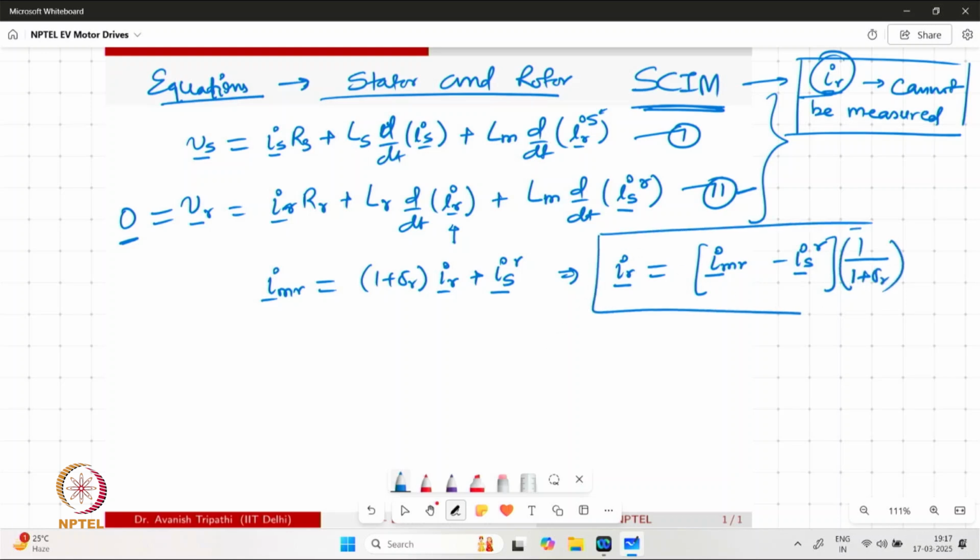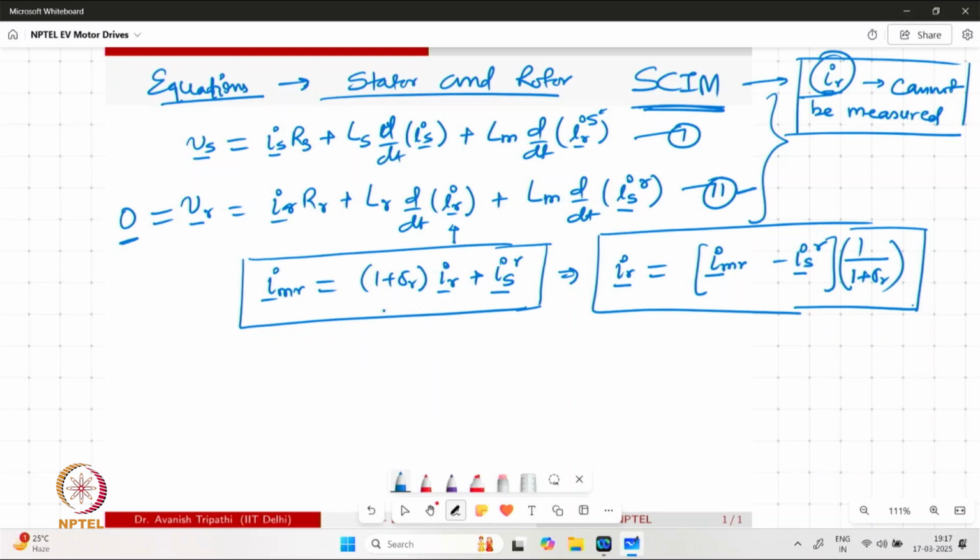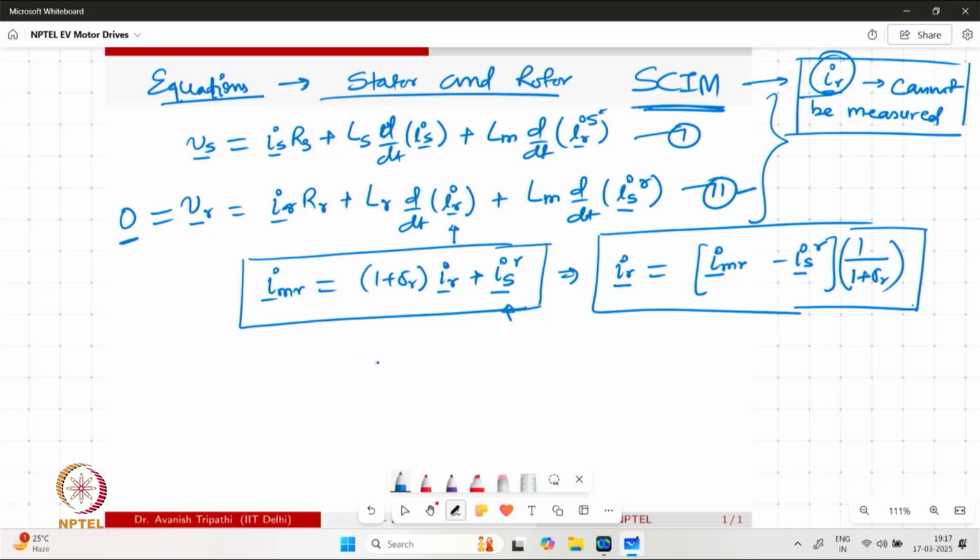Now, it must be noted, as was said earlier also, the quantity IMR, or the vector IMR, and IR are represented in the rotor frame of reference, and the quantity IS is transformed to the rotor frame of reference. That's why the superscript R is appearing over there. So we can replace IR with this new equation at all the places in this equation too.